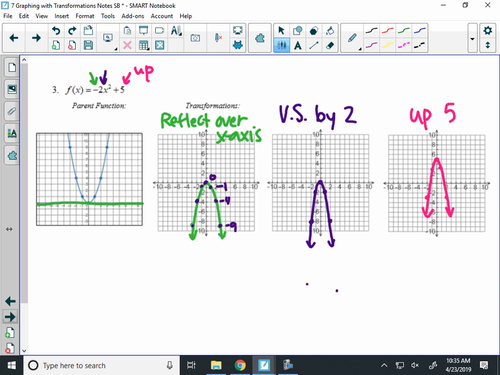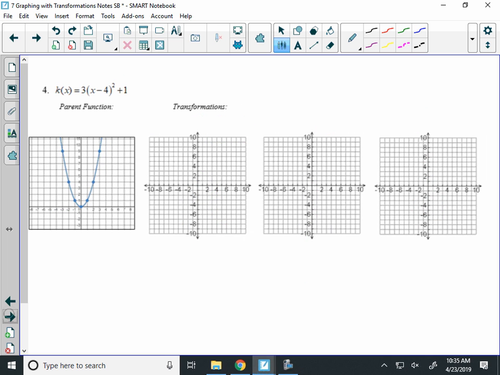All right, flip your paper over. We have one more of those and then a couple of different problems. Start with the 3 in front. The 3 in front, the absolute value of it, 3 is bigger than 1, so that's going to be a vertical stretch. We're going to vertically stretch it by 3.